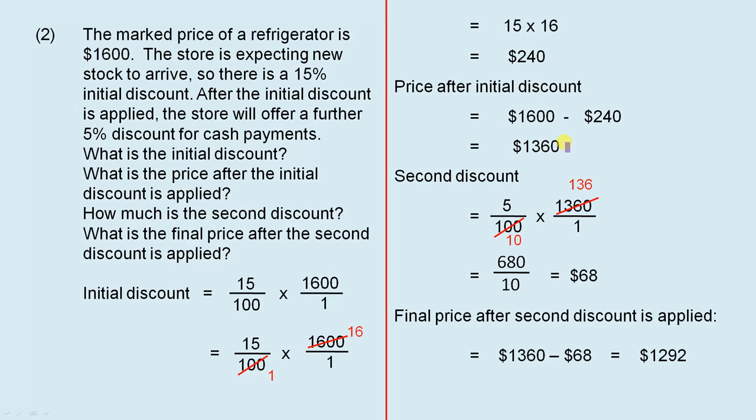Now, the second discount is applied because the customer's paying cash, and that's 5%. So 5 over 100 times 1,360 over 1. We have to find the discount of this price here. So 10 into 100 goes 10 times. 10 into 1,360 goes 136 times.